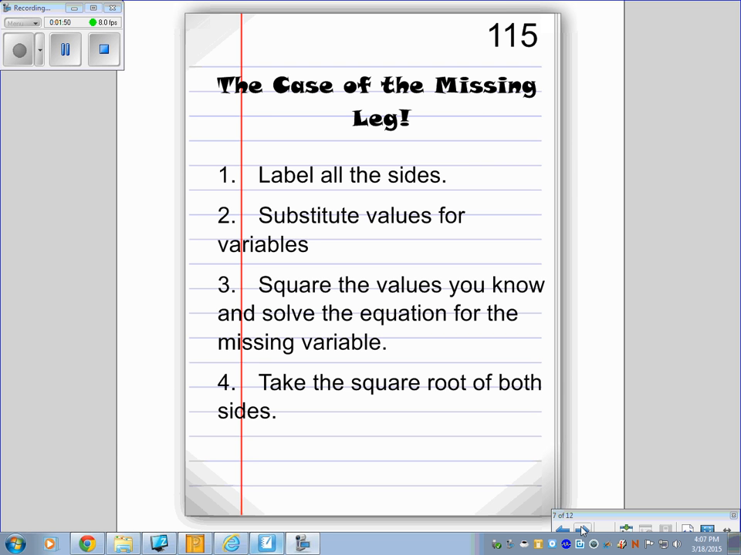Pause the video to copy this down, or copy it down while I read it, to make sure you have it in your notebook. Number one, label all the sides. Number two, substitute values for the variables in the Pythagorean theorem. Number three, square the values you know and solve the equation for the missing variable. And finally, take the square root of both sides to find the length of the missing leg.